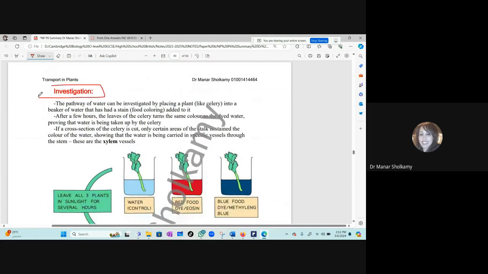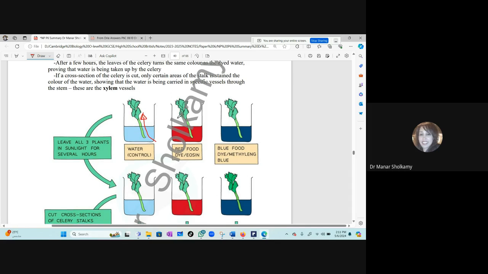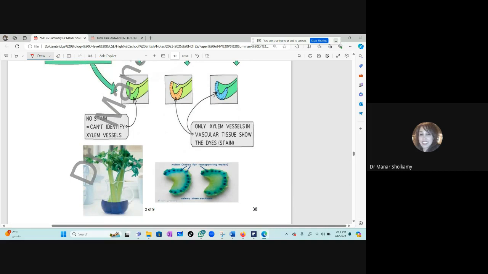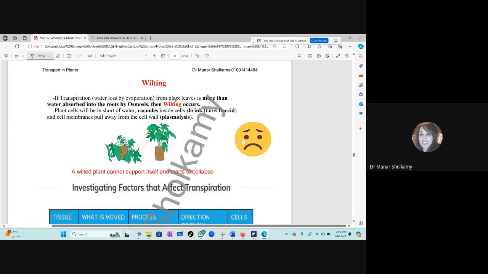Now, this is a simple investigation where they will put a piece of celery. You know what is celery? Karafs? Okay, they will put it in different solutions of different color. And because there is transpiration and absorption of water, the water will be absorbed up the xylem. And then they will look at the cross section of this celery and they will find that the color of the water is arranged in a ring. So this proved that the vascular bundle in the stem is arranged in a ring. This is a very simple experiment. Any questions?